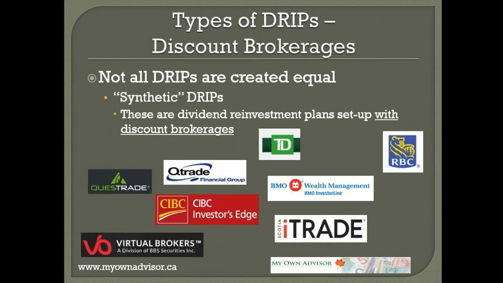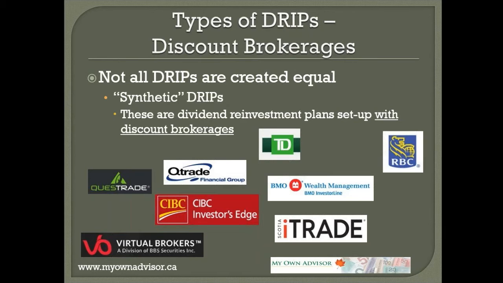Again, not all DRIPs are created equal. We've got synthetic DRIPs. So these are dividend reinvestment plans that are set up with your discount brokerage. I put a bunch of them in here. You don't need to memorize them. I think the podcast by Lana will come out later, and you can always review that and check the sites. But definitely with the discount brokers that you see on the screen, and I just listed some of them. I think there's about 14 of them now in Canada.